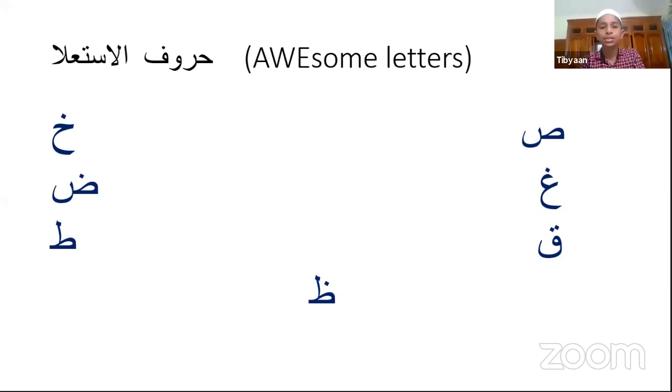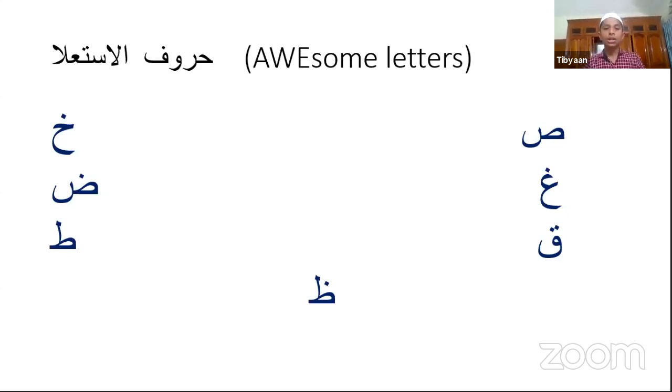So if anyone asks you what are tafkhim letters or what are huruful isti'la or awesome letters, you can just remember: khussa waqatin qib. Kha comes, sa, khussa, waqatin, gha, ta, qib, qa and wa. Khussa waqatin qid. That's funny, it's for remembering. We use that for remembering.